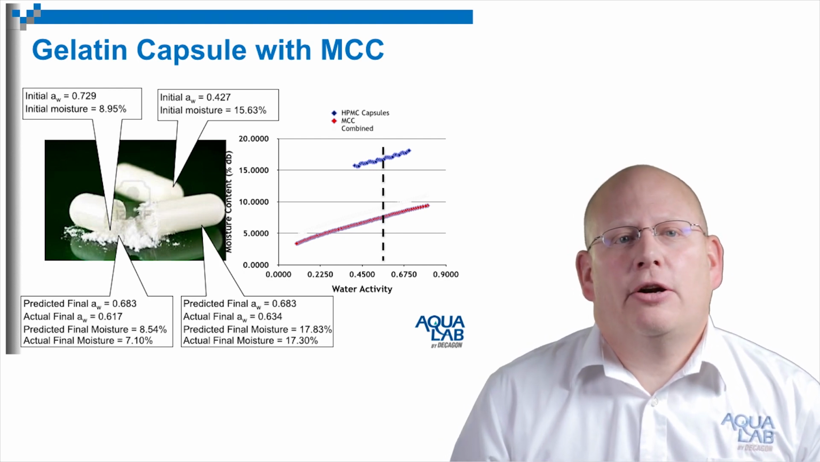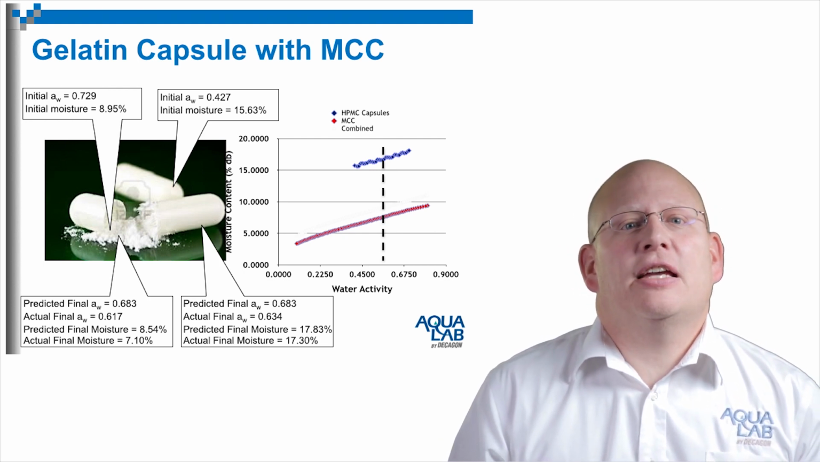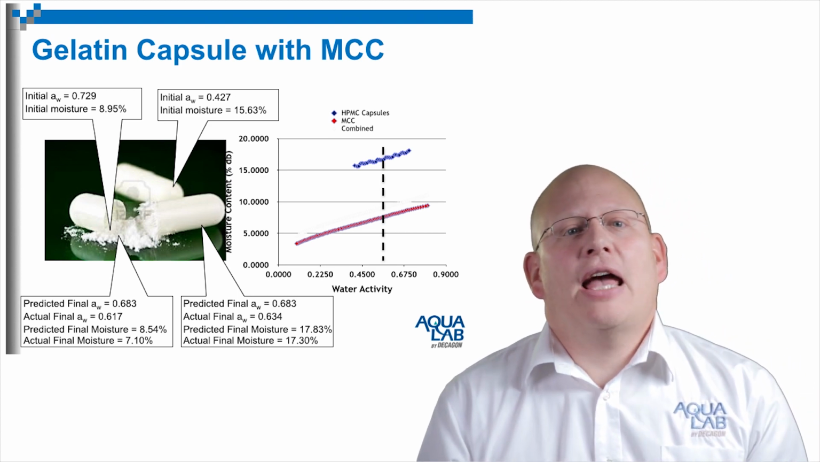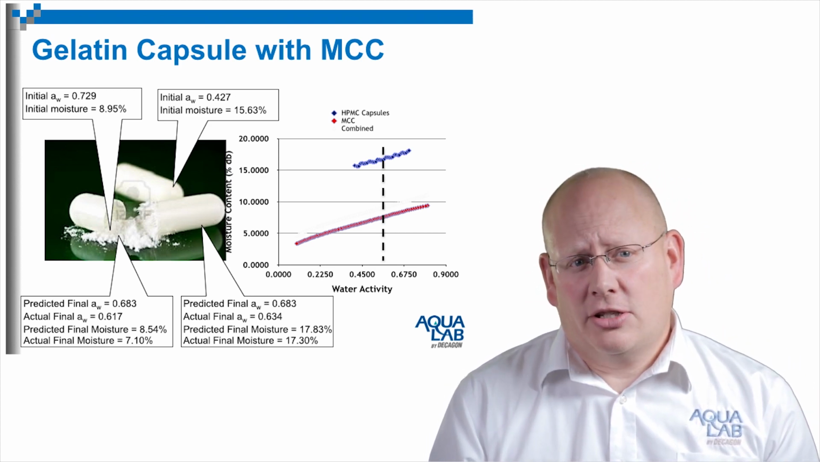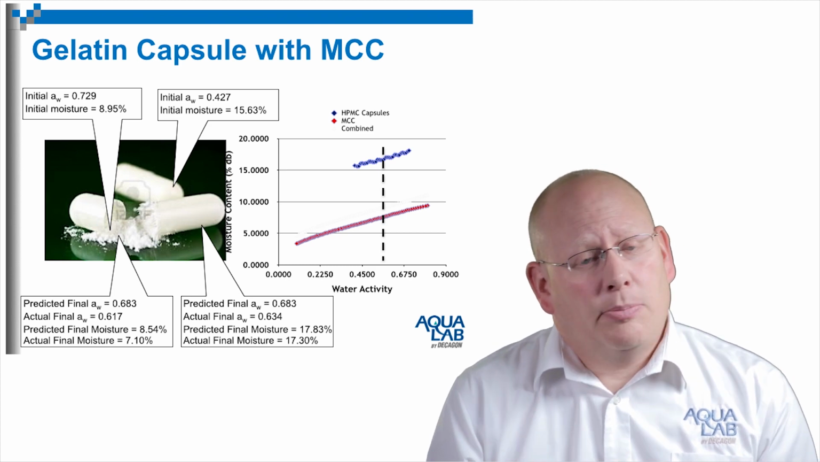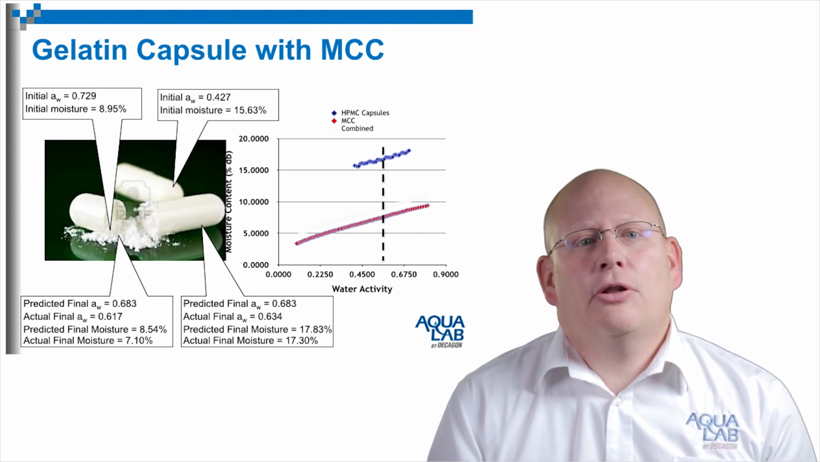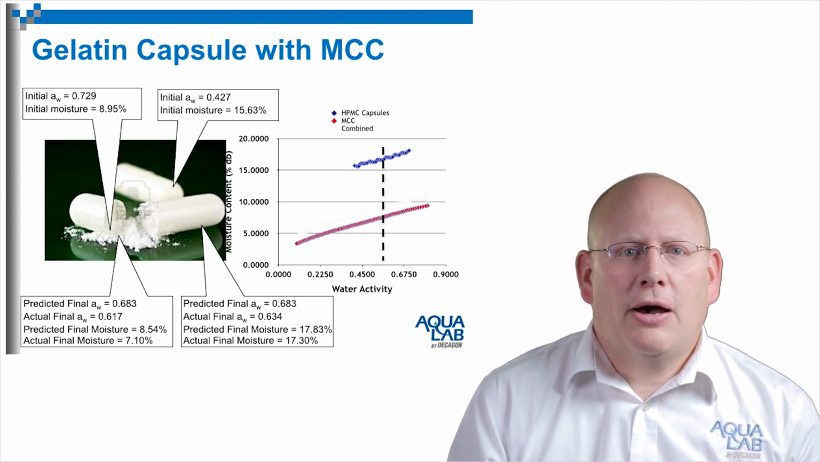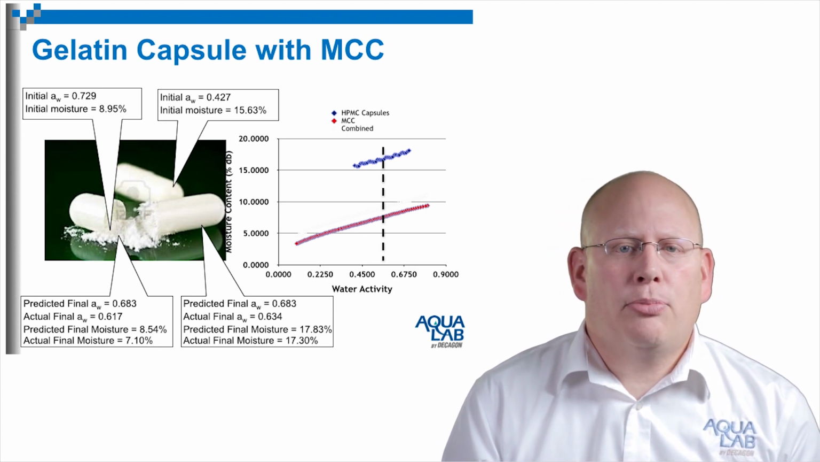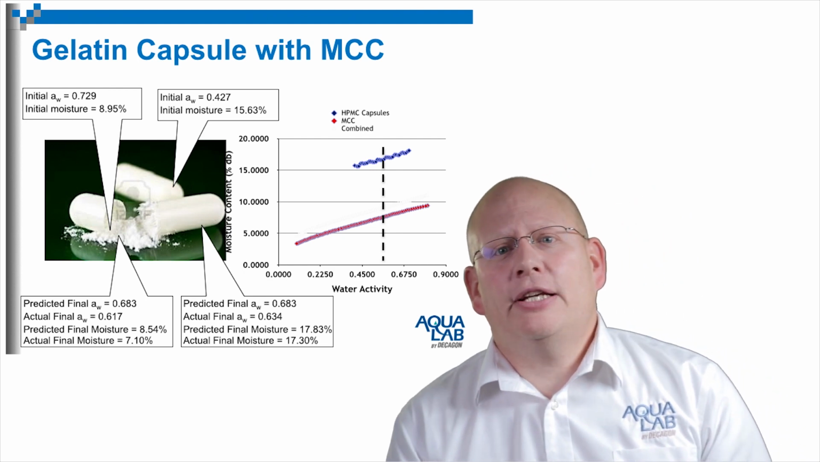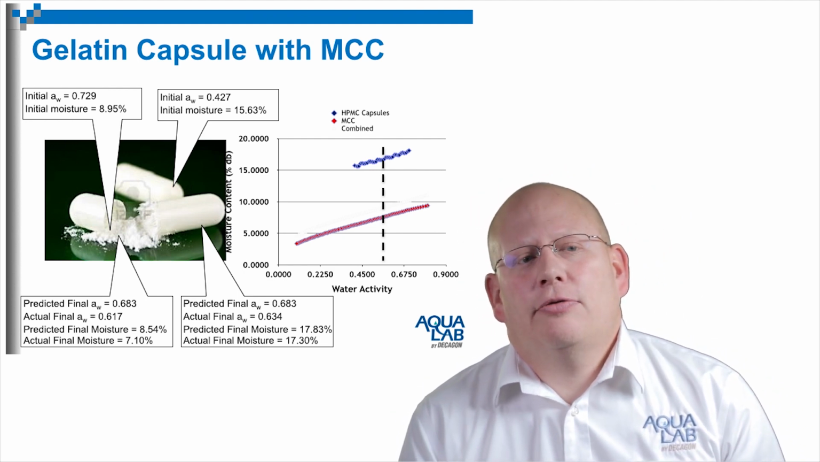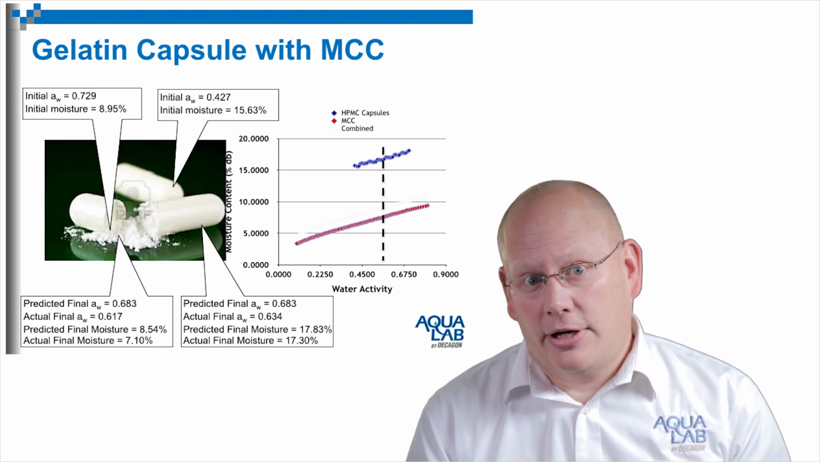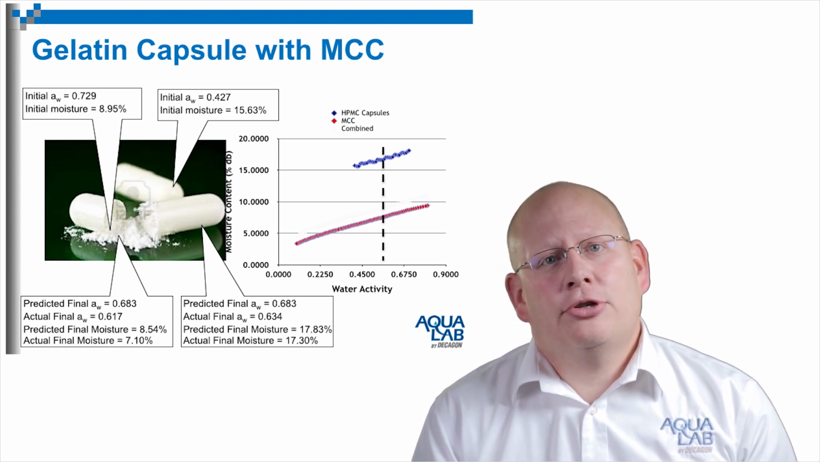So we predicted both of them to come to equilibrium at 0.683 water activity. In reality, they came to equilibrium at about 0.62 water activity. So in this case, the prediction was very good, very close to the actual water activity. We predicted the final moisture content of the powder to be 8.5. It was actually 7.1. And we predicted the final moisture of the capsule to be 17.8. In reality, it was 17.3. So a very good prediction of that final moisture content.